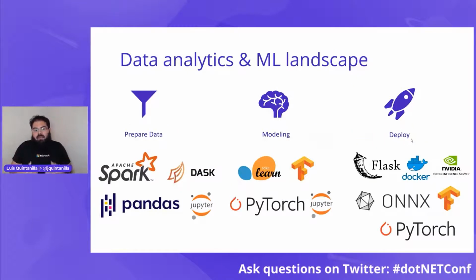What does the landscape look like, and what are folks using to build these types of applications? The three steps within that workflow that I'm going to focus on are the data preparation, modeling, and deployment components. Typically, when you're preparing data, you might see folks using something like Apache Spark, especially when you have large data sets and you're doing it at scale. Pandas and Dask are very similar in the sense that they allow you to represent data in a tabular format and perform operations on that data.